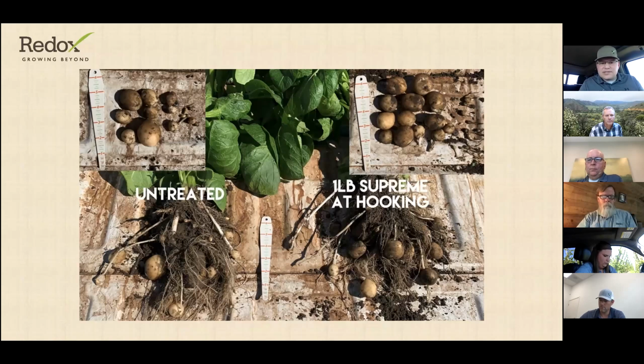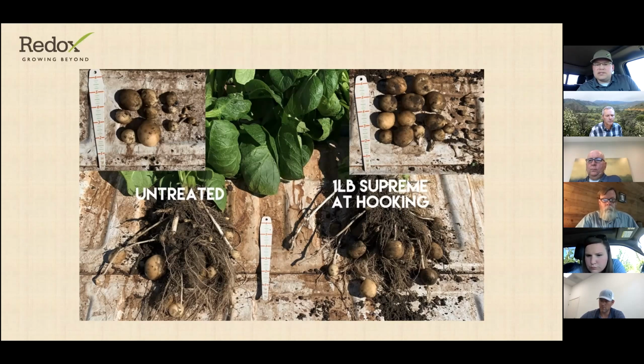So here are some russet potatoes that we worked with. And this particular variety didn't set a whole lot of potatoes. So what we did was we applied 1 pound of Supreme right at hooking, and we increased that set. This was another field split where we put it through the center pivot on half of the field and compared treated to untreated.